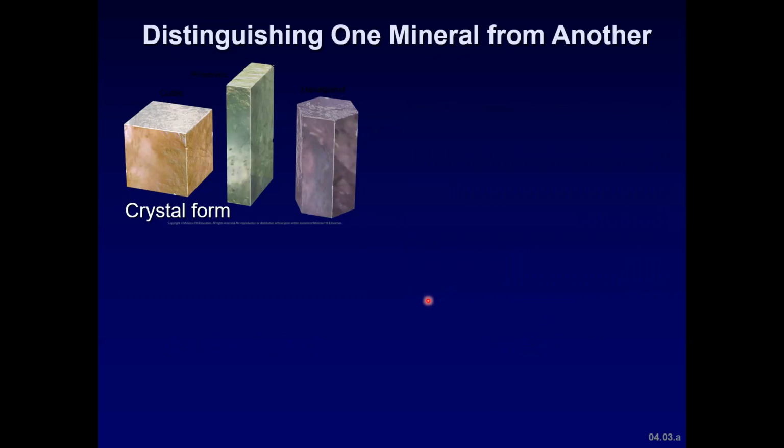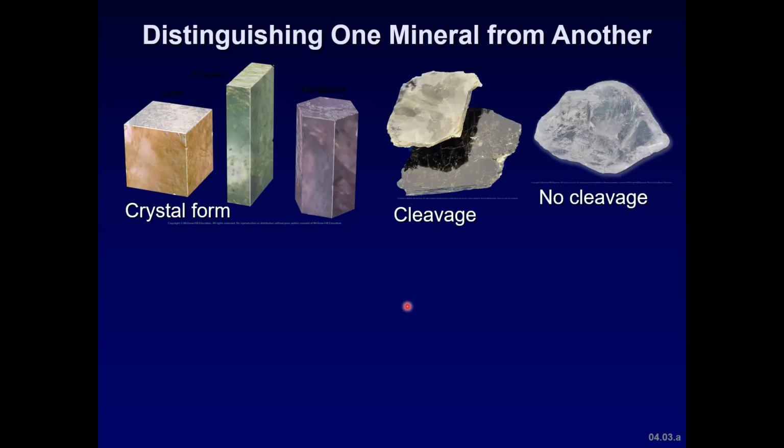So how do we distinguish one mineral from another? First, you can look at the form of the crystal. The shape of crystals that grow into minerals is really guided by the internal structure of the mineral. We can look at something called cleavage, which you can also think of as breakage.